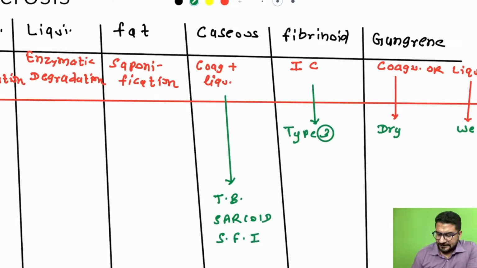Okay, let's talk about fat necrosis. Understand here you will see saponification. So here you can notice micelle formation.